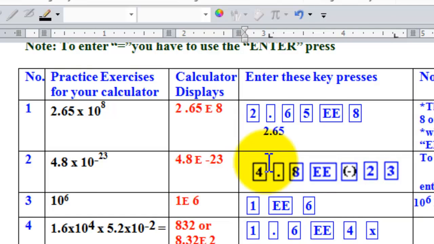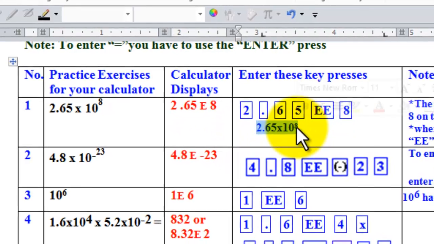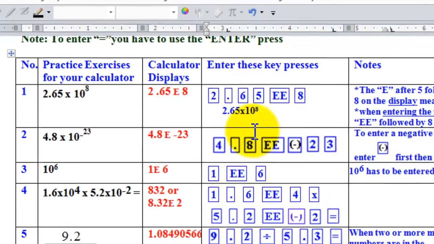2.65 times 10 to the power 8. Okay, don't write it as 2.65 E8. When you do any mathematical operation, don't write the answer in the same format the calculator displays. Instead, write it in the correct mathematical format. So it's 2.65 times 10 to the power 8.